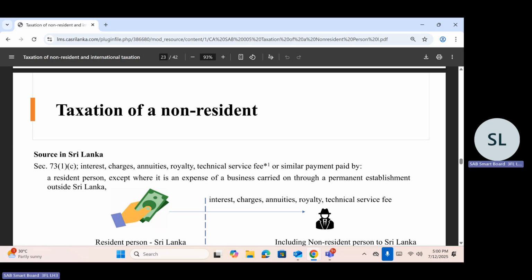Right? First thing it says, if the resident person makes that payment, it shall be considered as a source in Sri Lanka. What is it? Interest, charges, annuities, royalties, technical service fees, or similar payments. If a Sri Lanka resident pays, it shall be considered as a source in Sri Lanka. Whatever payment, right? Just like any service fee, it shall be considered as a source in Sri Lanka. But having said that, except where it is an expense of a business carried on through a permanent establishment outside Sri Lanka. A Sri Lanka resident person makes the payment.